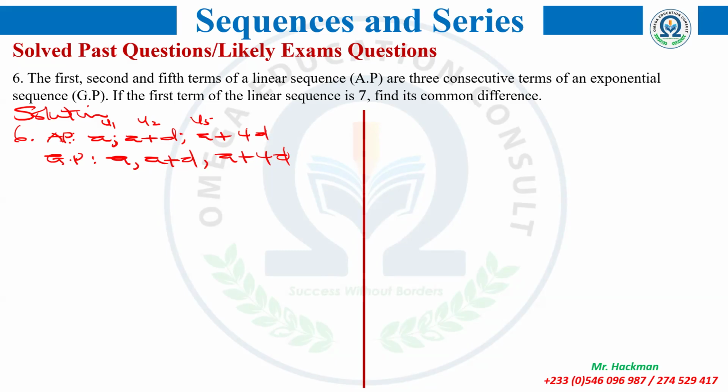Now again, you are told that these terms form consecutive terms of what? An exponential sequence. So they are 3 consecutive terms. I am assuming that they will be the first, second, and third terms of the GP. So the first term of your GP will be A, the second term of the GP will be this particular term of your AP, and the third term of the GP will be this particular term of your AP. So this will be my GP. Is that clear?